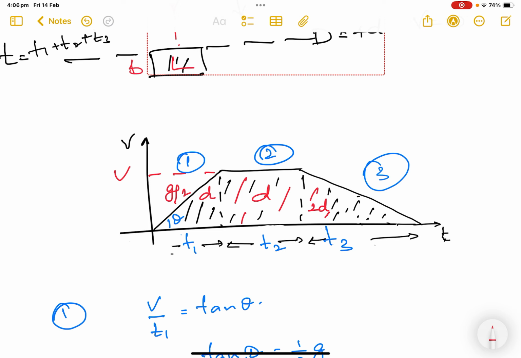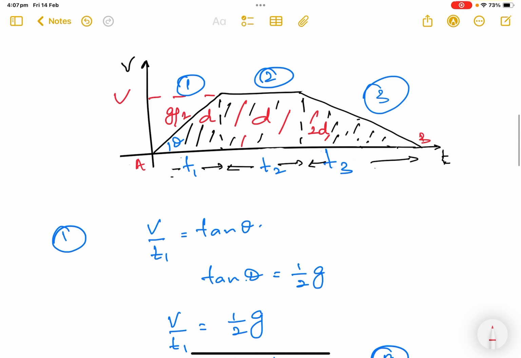Then constant speed, so the acceleration is 0, therefore it's a line parallel to t. So again it travels for time t2 at constant speed. And then again slowing down, it comes to a stop, starting from A and stopping at B. The total distance is 4d, so first d and the second d, and the rest, of course, 2d. So the first stage is time t1, constant speed t2, and the retardation is t3.